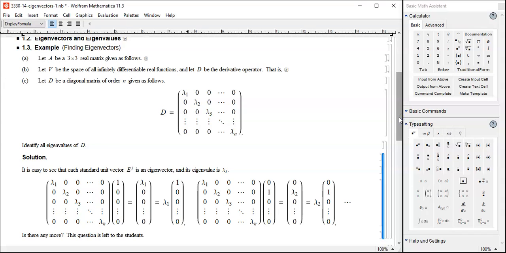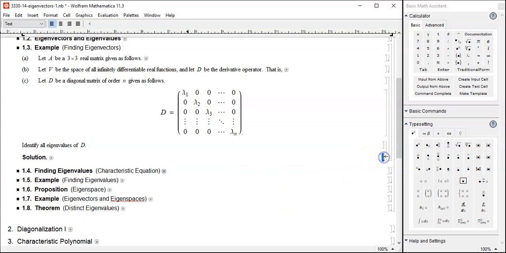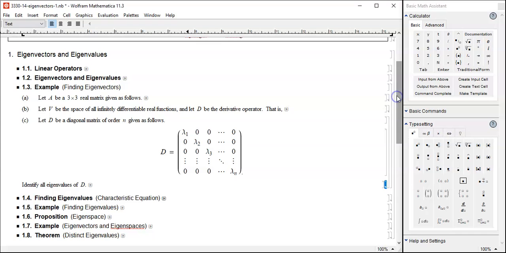Now the question: is there any more? I mean, we have these n eigenvalues, lambda 1 through lambda n. Could be some duplicates. Some of them may be 0, but we found them all. But is there any more? The answer is no. We can have only the diagonal entries, nothing else. But that proof is a little bit difficult, and we're not going to prove it here. Just remember the conclusion: if you have a diagonal matrix, then the eigenvalues are just the diagonal entries.